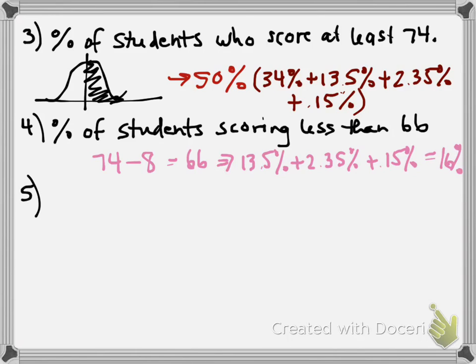34, 13.5, 2.35, 0.15, bam. Okay? And then what you do is you play with your numbers, the mean and the standard deviation, to find the numbers that are in the problem, to let you know where in that graph you are. Okay? So what might be helpful is to draw yourself a picture of the diagram and put in the marks for first standard deviation, second standard deviation, third standard deviation, what's left over, and then literally put your hand down where the numbers are that you calculate.